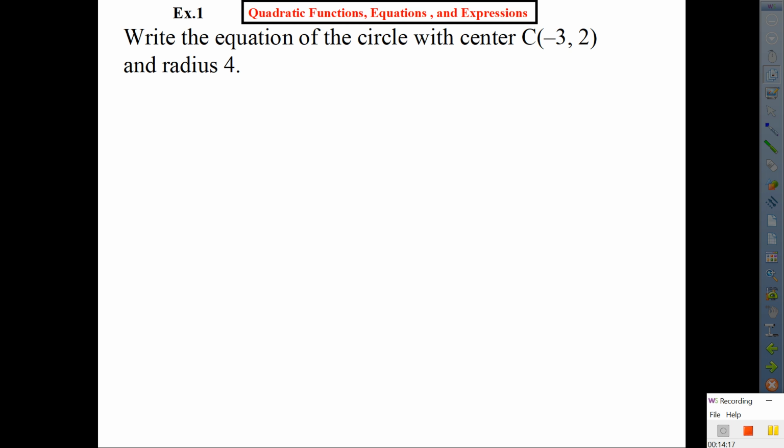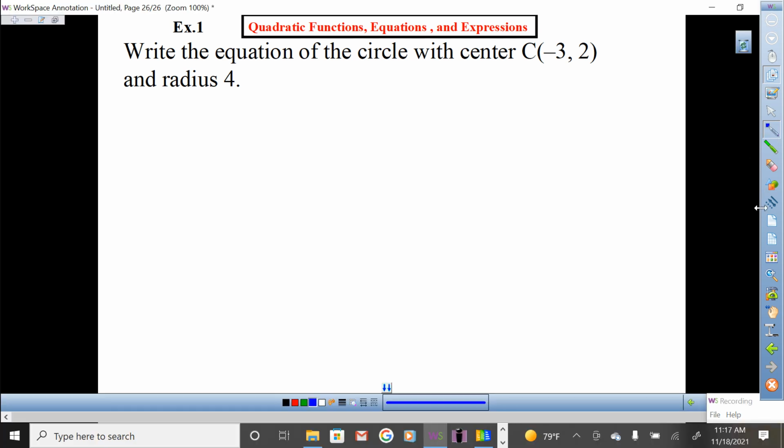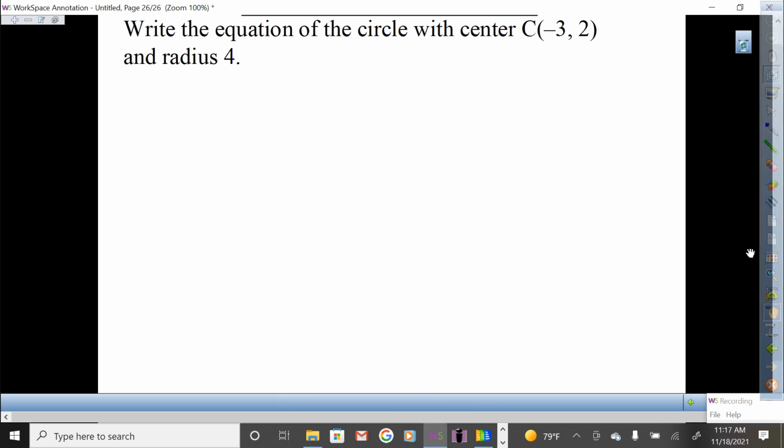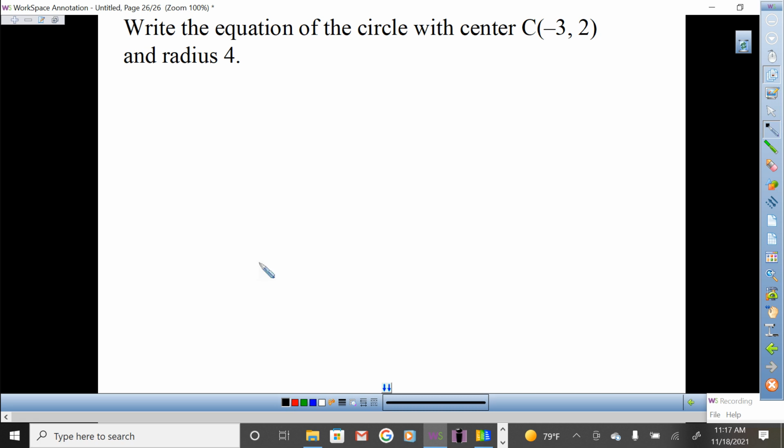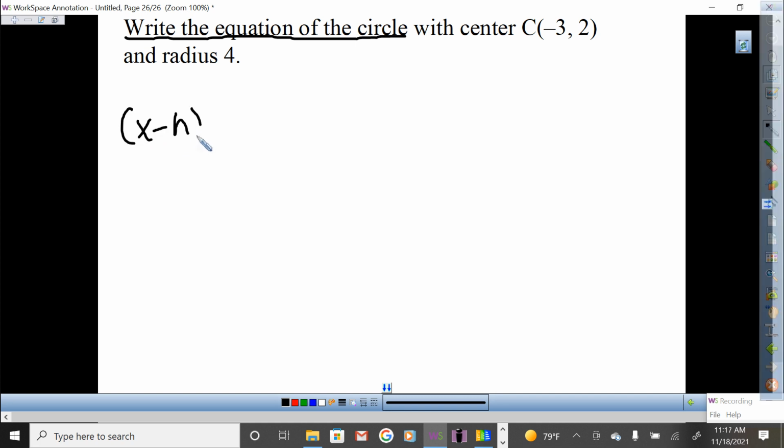Alright, here we go. Writing utensils down. Look up to the screen. So we're starting slow. It says, write the equation of the circle. Well, what do we know? What kind of equation? Standard form, right? Watch. Don't write this down, just pay attention. I got x minus h squared plus y minus k squared equals r squared.